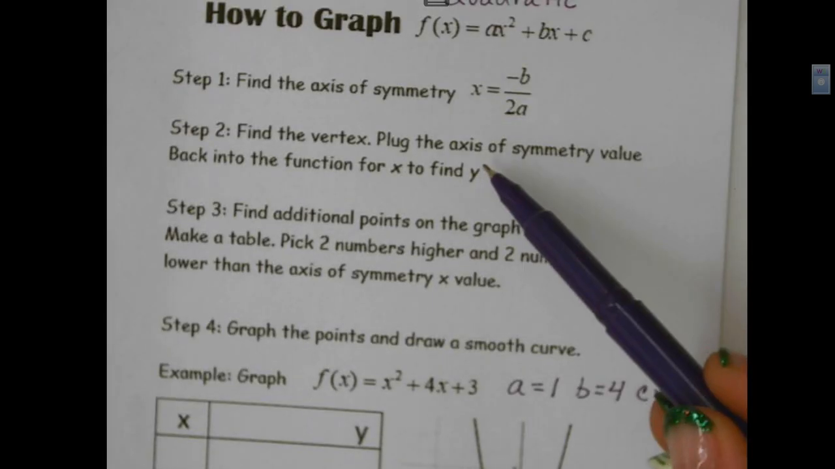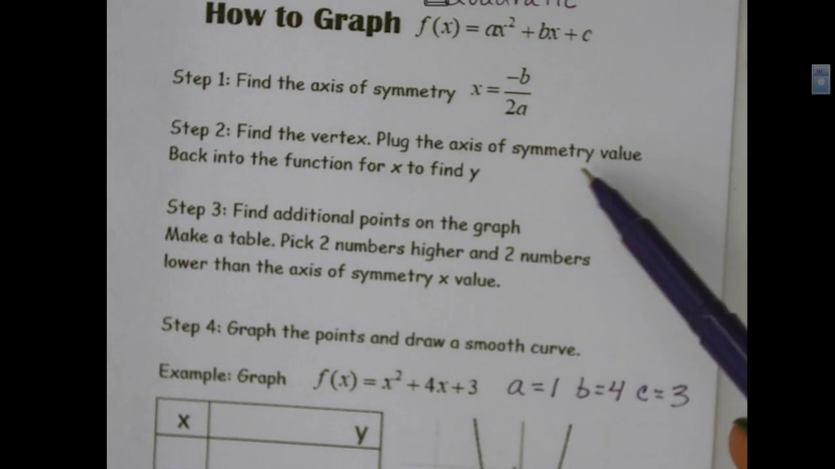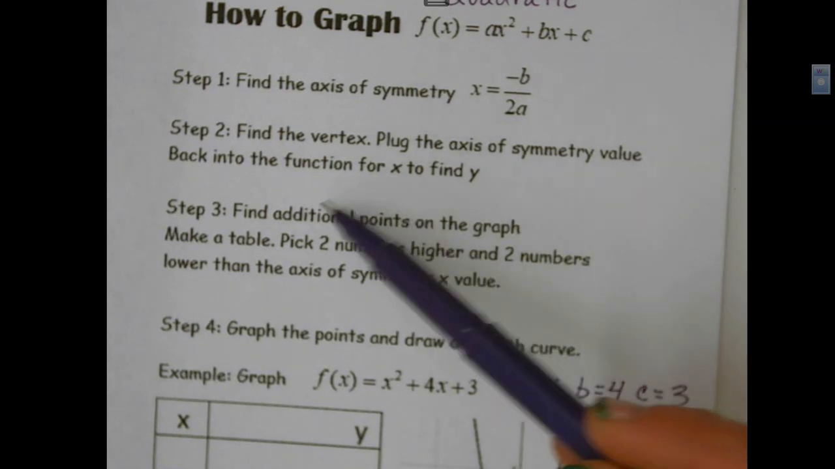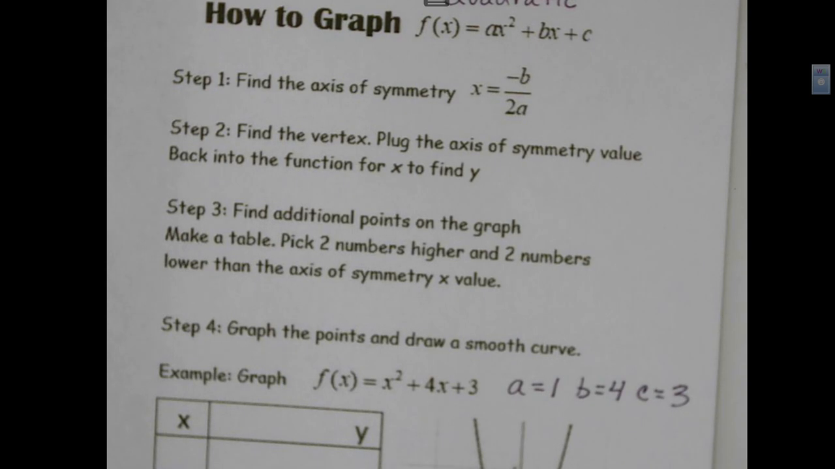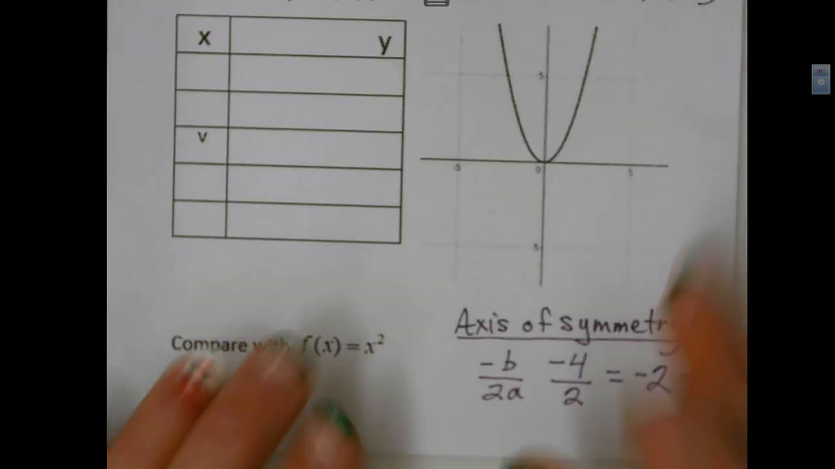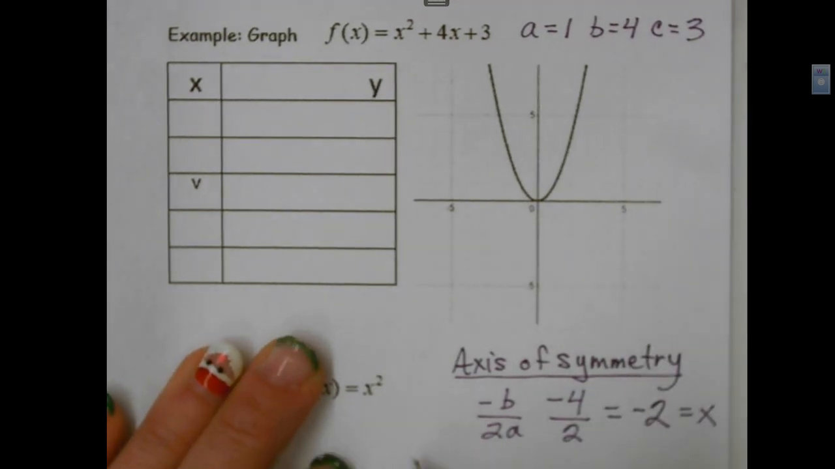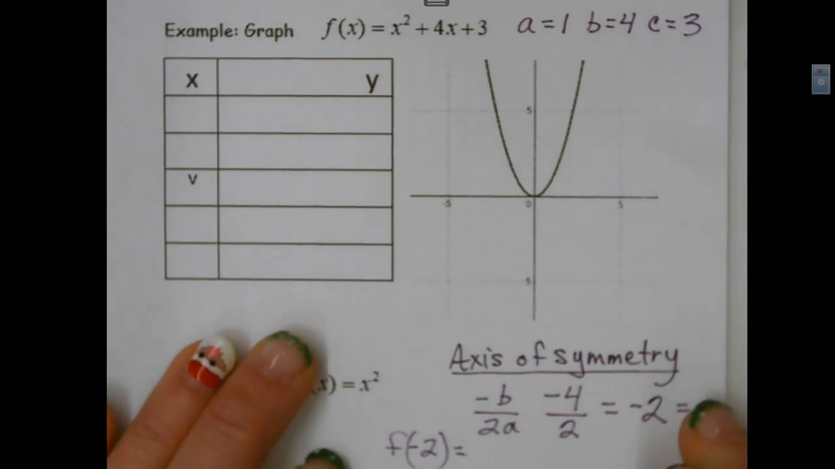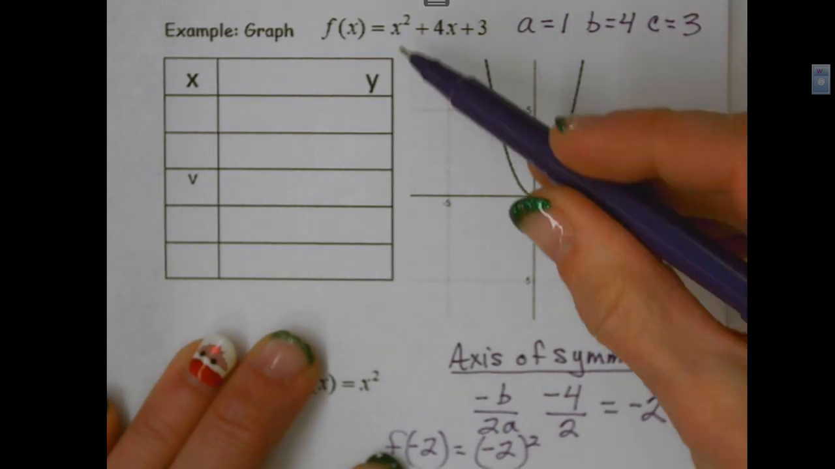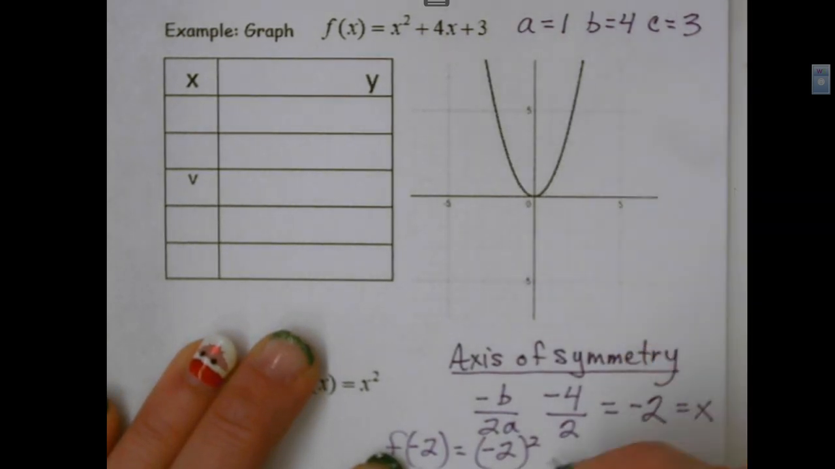Okay, so we're on step 2 where it says we are going to find the vertex. We're going to plug in that axis of symmetry value back into the function for x. We'll find the y. All right, so here it is. So we're going to go f of negative 2 equals, we'll put negative 2 in for x. Okay, so I'm just substituting values right here, plus 4 times that negative 2, and then plus 3.